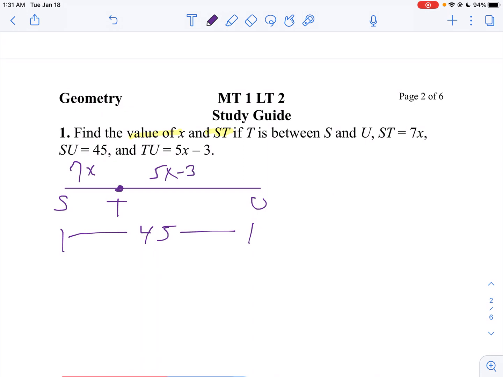Oh, now you see the segment addition postulate. That is ST plus TU equals my whole length SU. So we're going to write that in algebra. We're going to say, 7x plus 5x minus 3 equals 45. So I'm going to do the algebra to solve for x.